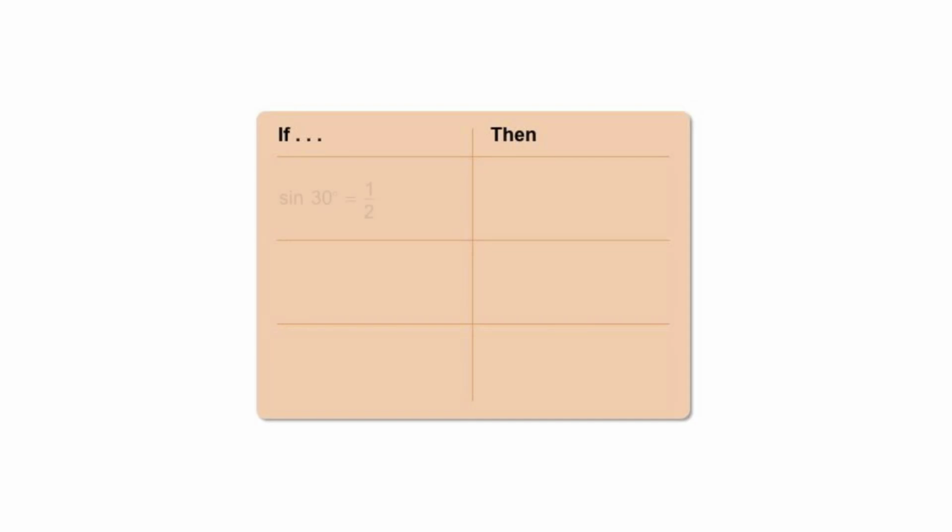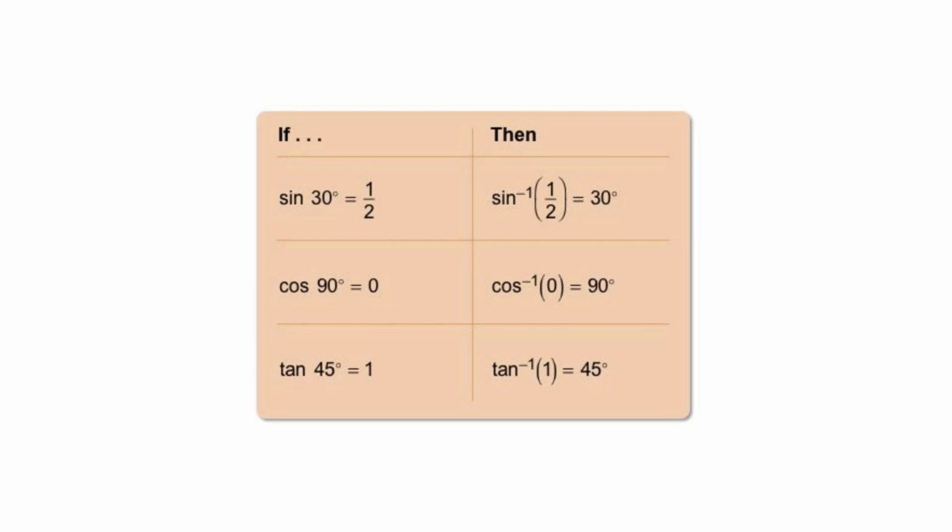For example, if the sine of 30 degrees equals 1/2, then the inverse sine of 1/2 equals 30 degrees. If the cosine of 90 degrees equals 0, the inverse cosine of 0 equals 90 degrees. If the tangent of 45 degrees equals 1, the inverse tangent of 1 equals 45 degrees. So these are inverse operations, and we'll use them to isolate variables.